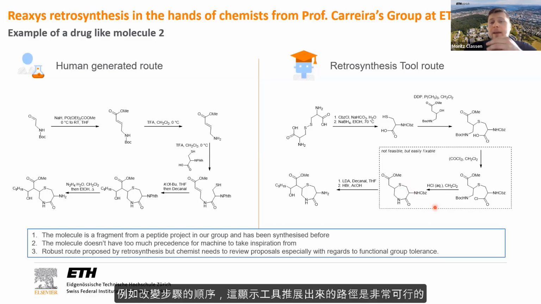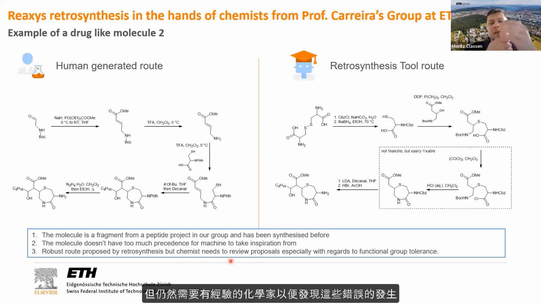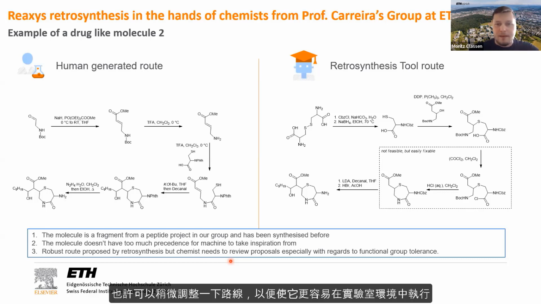This showcases that the program, while it comes up with routes that are very feasible, it still needs the review of experienced chemists in order to spot these mistakes that sometimes happen and to maybe slightly adjust the route in order to make it easier to perform or possible to perform in a laboratory setting.